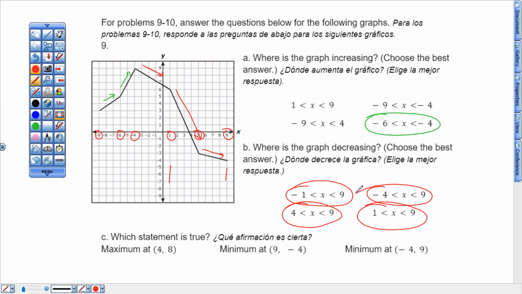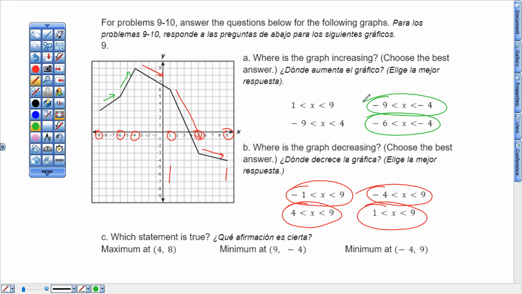All right, uphill, let's see if those other ones match too. From +1 to 9, nope. From -9 to 4, nope. From -9 to -4, yep, there's another one there. All right, here we go.